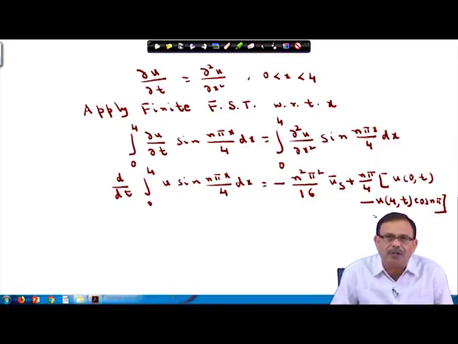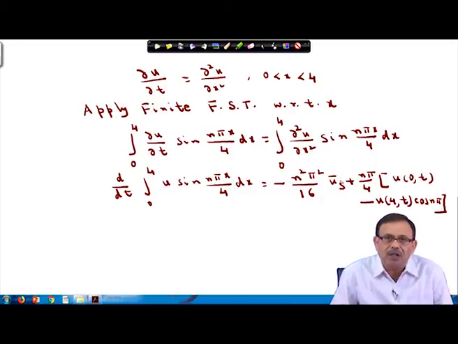This we have already done in the last lecture, so I am not explaining this part. This is a standard one: the integral from 0 to 4 of del square u by del x square times sin(n pi x by 4) dx will be minus n square pi square by L square, here L is 4. So, that is minus n square pi square by 16 into u bar s.